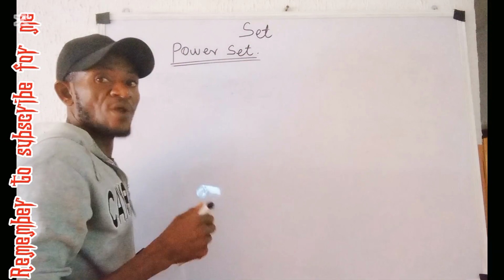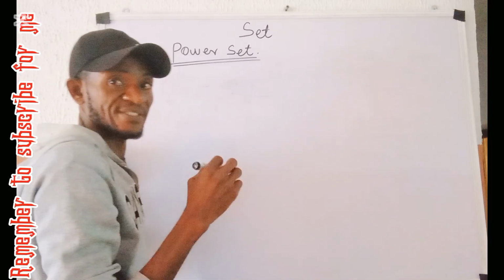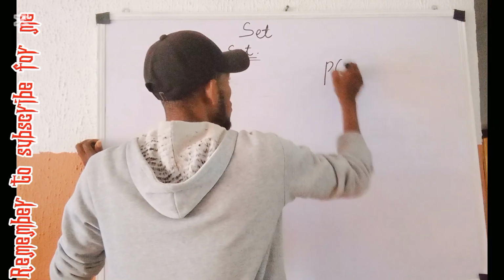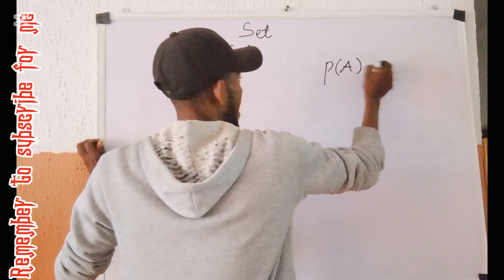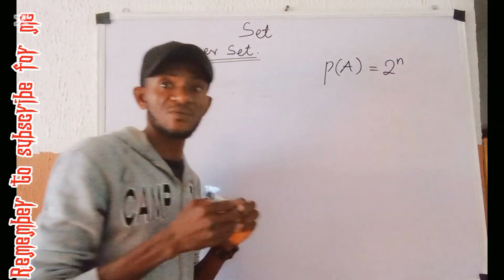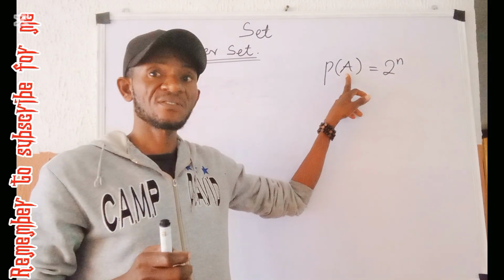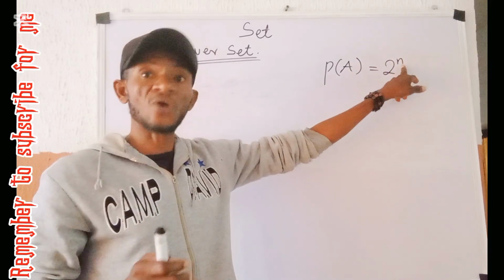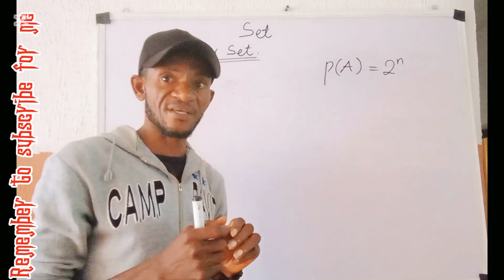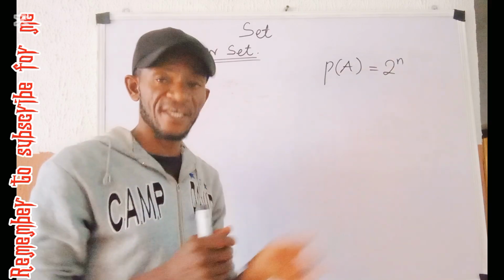The only thing I would want us to bear in mind is that we are talking about power sets. And then we say that it is denoted by P of A, and it is given as 2 raised to power N, where this A stands for non-empty sets, this N talks about the number of elements that are contained in this set A, and P of A stands for the power set of A.